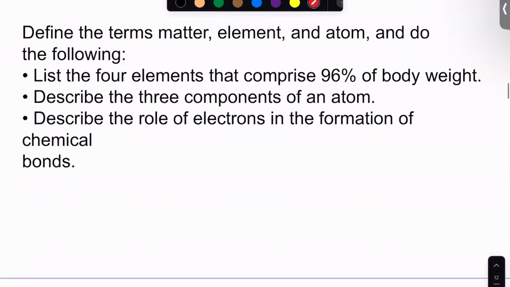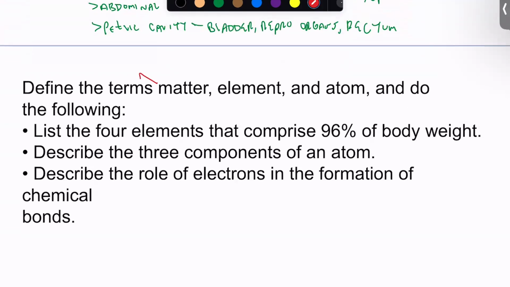All right. So now we're getting a little bit more into the chemistry part. So define the terms matter, element, and atom, and do the following. So I'll give you just a second here. Okay. So let's define these terms real quick. Matter definition is going to be anything that has mass and takes up space.